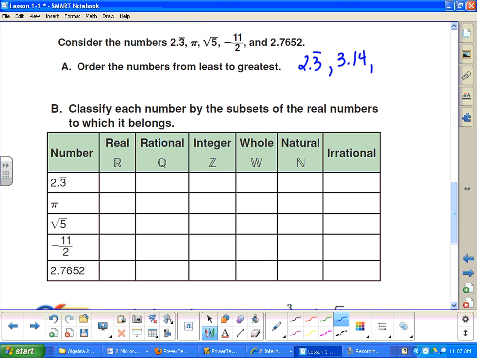2 point something, right? Is it 2.23? Okay, so 2.23 will help us. And what about negative 11 halves? What's that? Okay, negative 5.5. All right, and then we have 2.7652. Okay. So, which one of those numbers is the smallest?